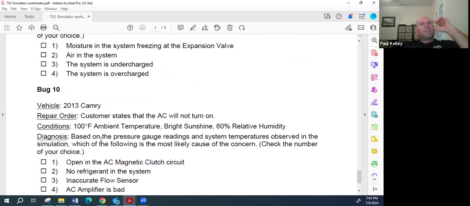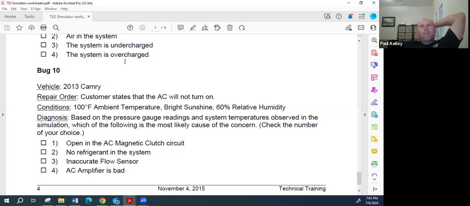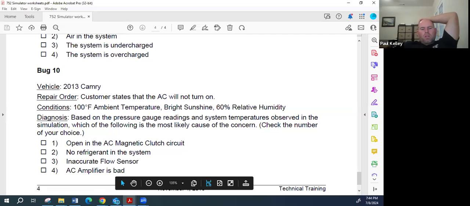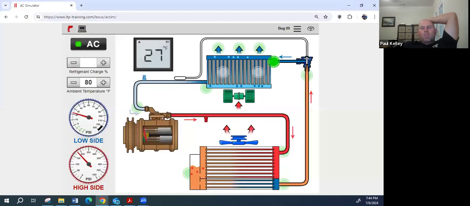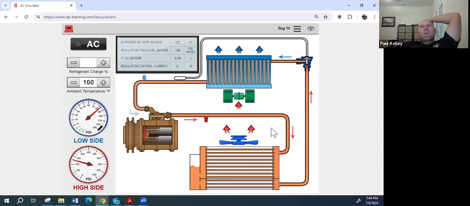Cool, so that was 9. 10, this one gets a lot of people, by the way. 13 Camry, customer states AC won't turn on, 100 degrees, and 60% humidity. It's a little humid for my personal taste. So here we go for the number 10. We're looking at bug number 10.